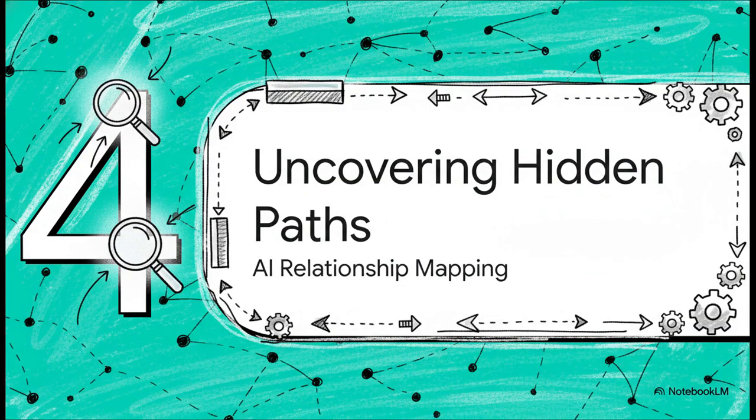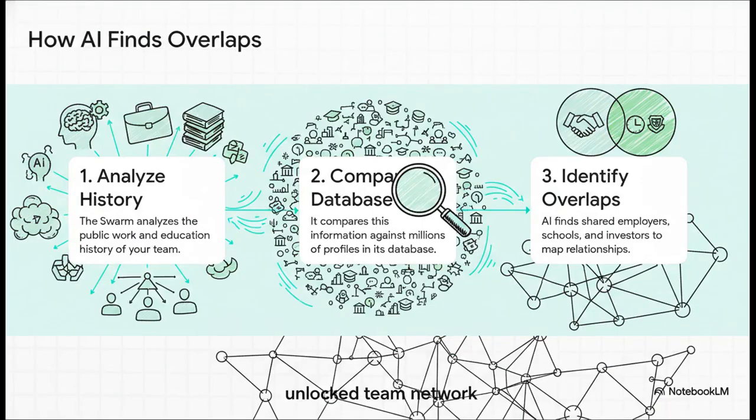All right, now for the really fun part, uncovering all those hidden paths. Now that we have the network built, we get to see how the platform's AI goes to work, finding connections you probably never even knew you had. And it's actually a pretty simple three-step process. First, the AI scans the career history of everyone in your swarm. Next, it cross-references all that info with a massive database. And finally, this is the magic, it identifies the overlaps. People who worked at the same company at the same time. People who went to the same university. These are real-world connection points.